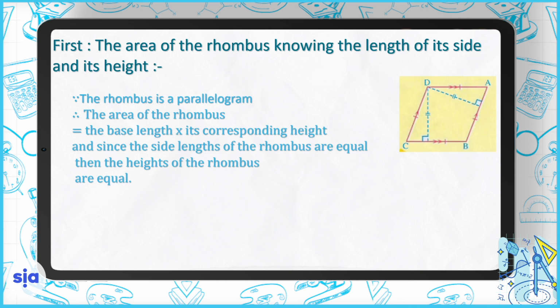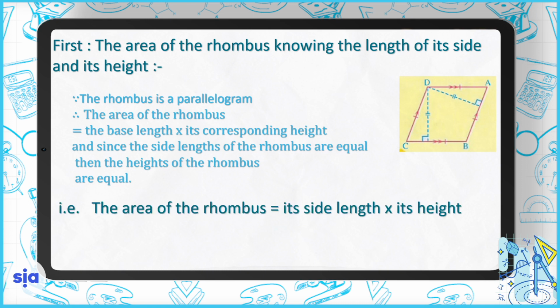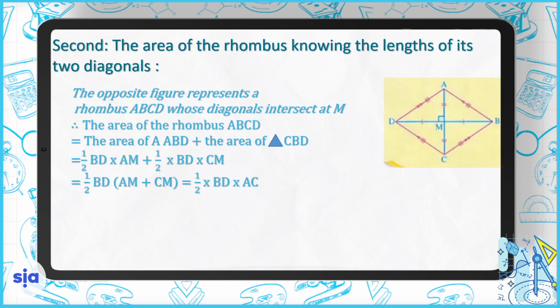First, let's see how to find the area of a rhombus knowing the length of its sides and its height. Since the rhombus is a parallelogram, the area of the rhombus is equal to the base length multiplied by its corresponding height. And since the side lengths of the rhombus are equal, the heights of the rhombus are also equal. So the area of the rhombus equals its side length times its height.